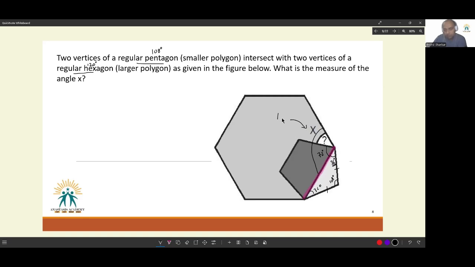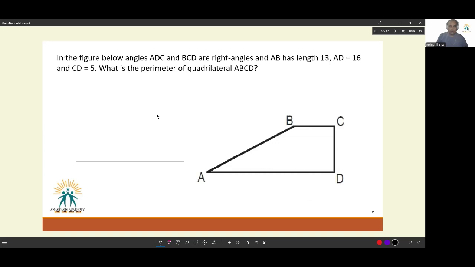This X will have to be 48 degrees. And that is the answer to this question. Okay. Next, in the figure below, angles ADC and BCD are right angles.